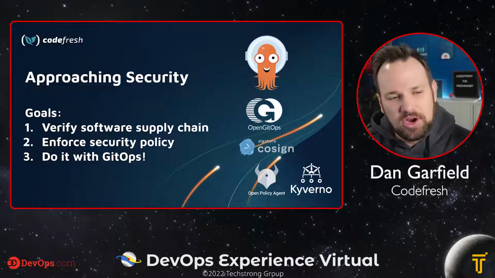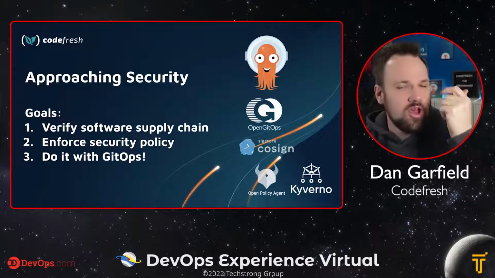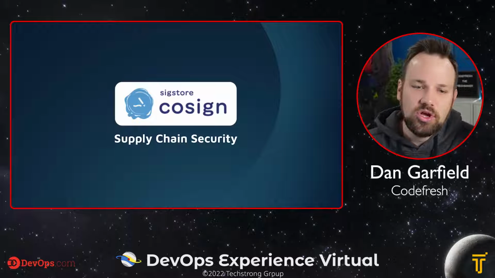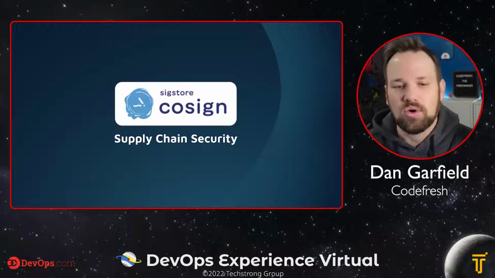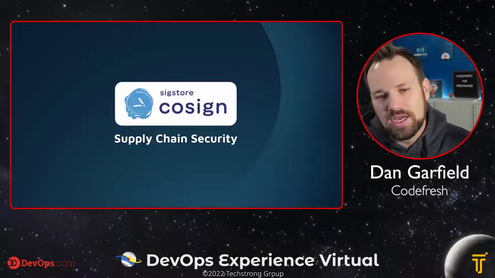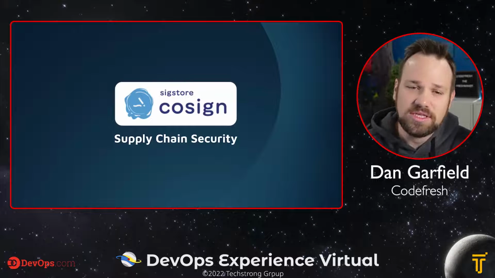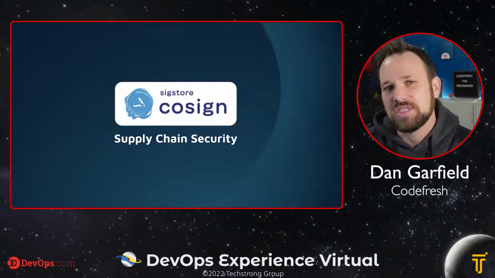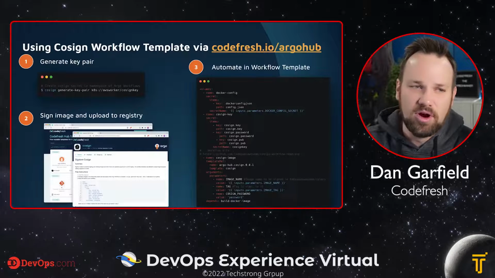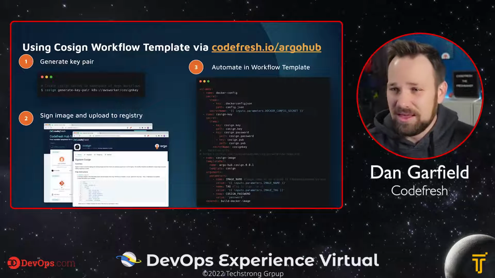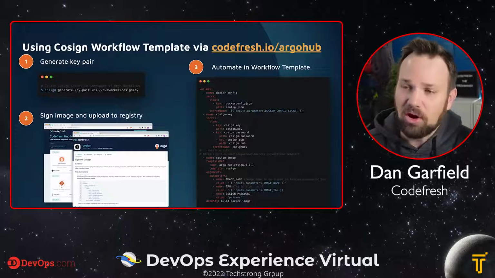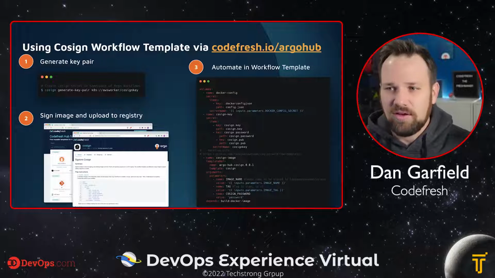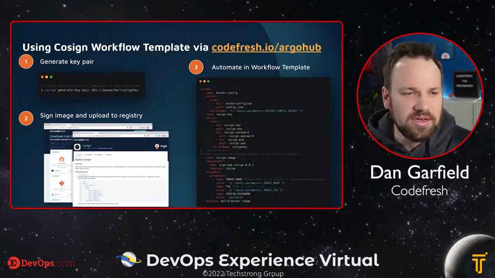So approaching security, we want to verify our software supply chain, we want to enforce security policy, and we want to do it all with GitOps. So I'm going to show you how to do this using Sigstore Cosign. Sigstore is a project within the CNCF, and Cosign is an excellent tool they put out, which allows us to sign images to verify their provenance. We actually just implemented this in the Argo project. So all of those images starting with 2.4, 2.5 in Argo CD, those are now signed.